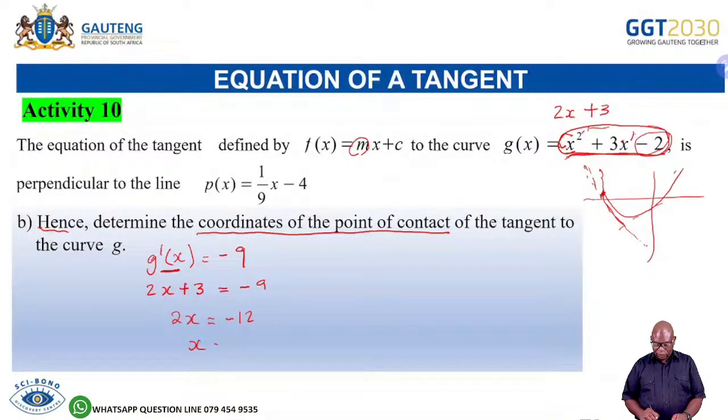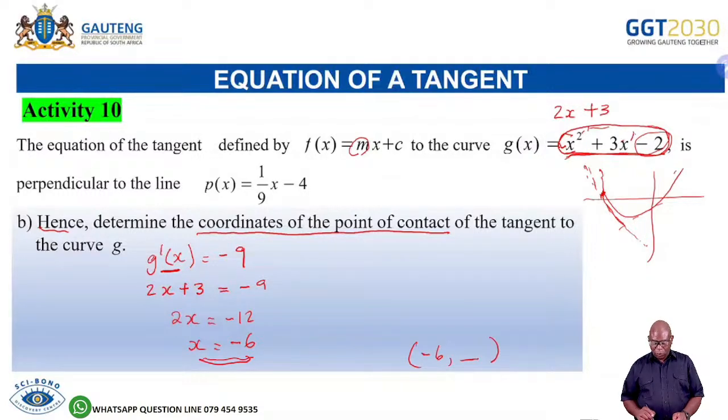Then the x value will be equal to -6. This is the x value, where the curve and the graph touch at that point. But we need a point, for instance. This is just the x value where it touches at that particular point. So if I need the point, I need the x value and the y value.